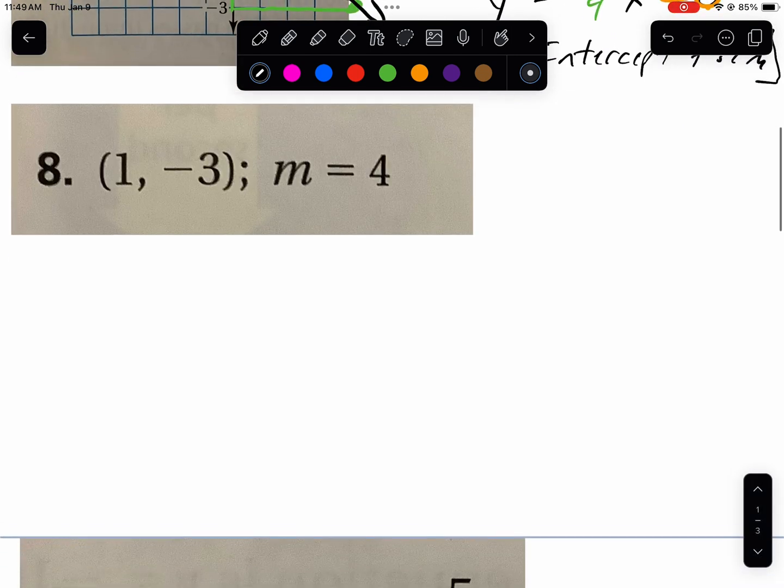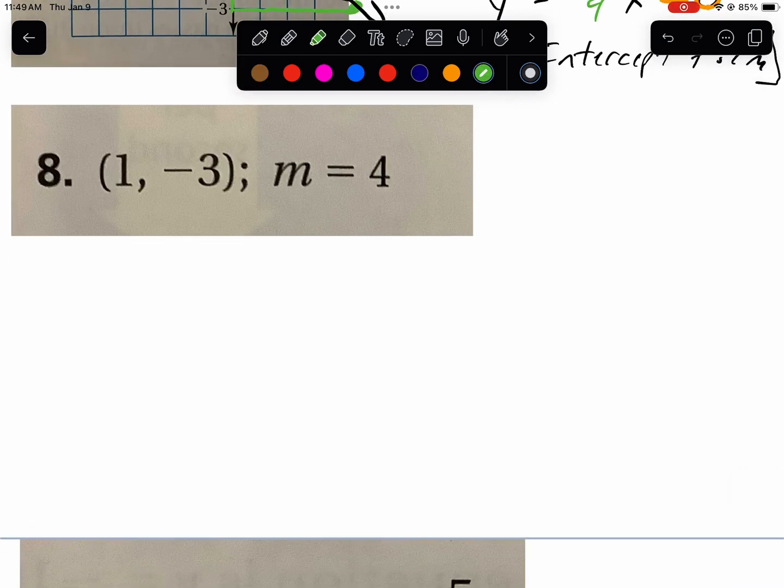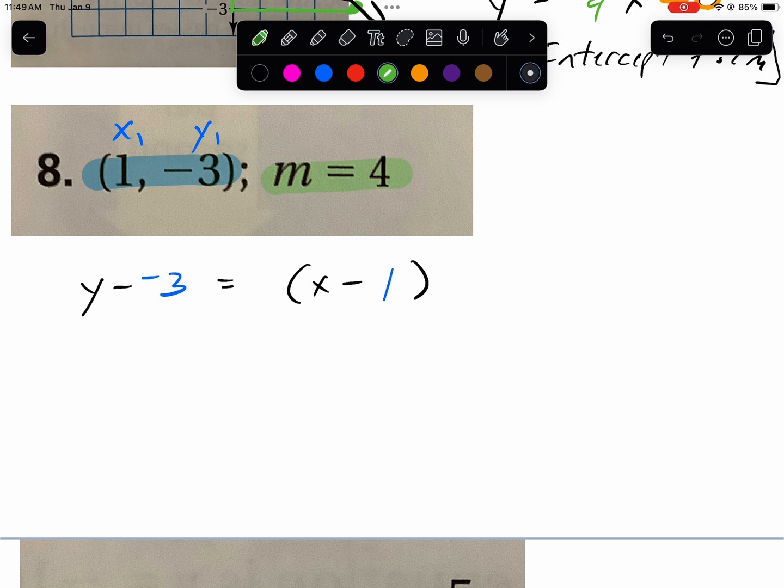Okay, well, let's say we are given a point and the slope. Well, a point, the slope, and we're going into this form where we need to plug in a point. So let's call it x1, y1, and the slope. And now we can just simplify this because we want to get it into slope intercept form. That's going to be a y plus 3. Over here we're going to distribute. That's 4x minus 4.